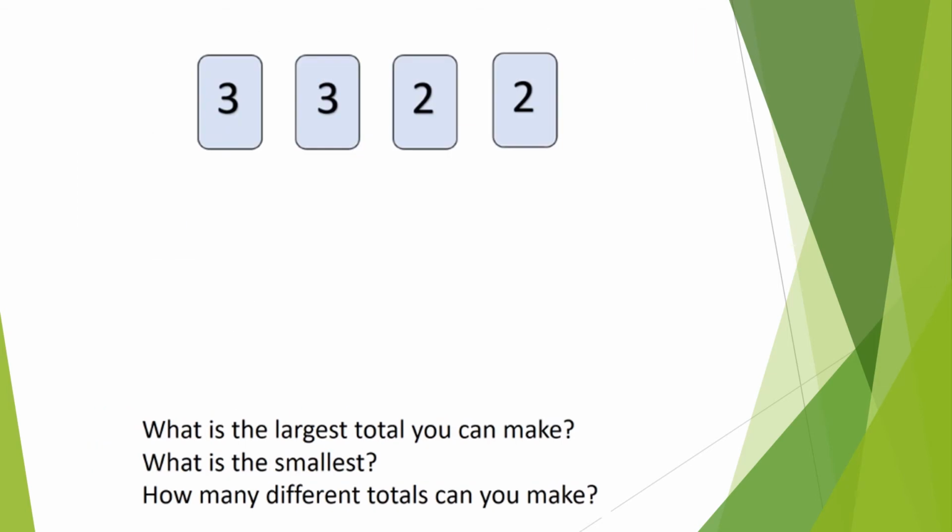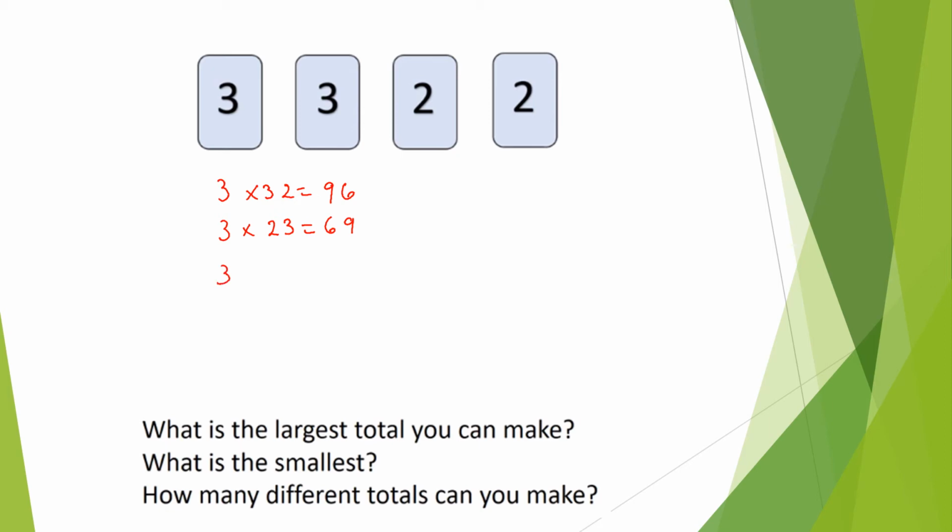Let's take a look at the calculations that we could make with those cards. We could use 3 times 32, and the answer would be 96. So we've used 3 twice and the 2. We could also write 3 times 23. Just swap the digits around and we have an answer of 69. 3 times 23 equals 69.